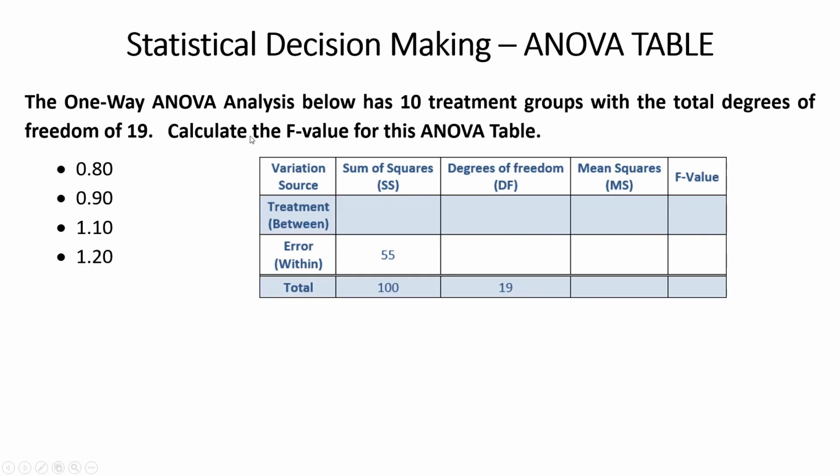All right, so let's keep going here in statistical decision making, and let's talk about an ANOVA table.